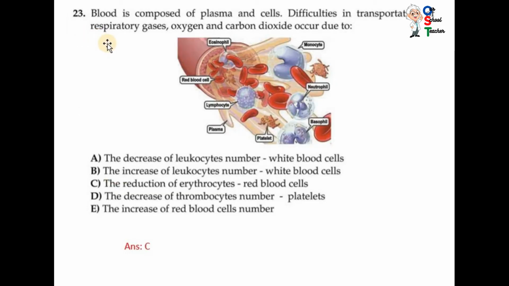Now question number 23. Blood is composed of plasma and cell. Difficulties in transportation of respiratory gases, oxygen and carbon dioxide occur due to what? Actually, the blood is made up of four types of cells: red blood cells, white blood cells, platelets and plasma. Red blood cells are also known as erythrocytes. White blood cells are known as leukocytes. And the exchange of gases relates with red blood cells. So difficulties in transportation means there is a lower number of erythrocytes.